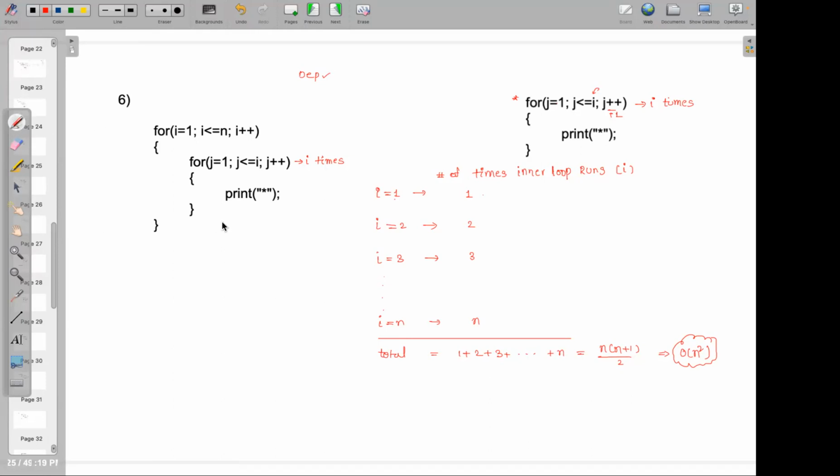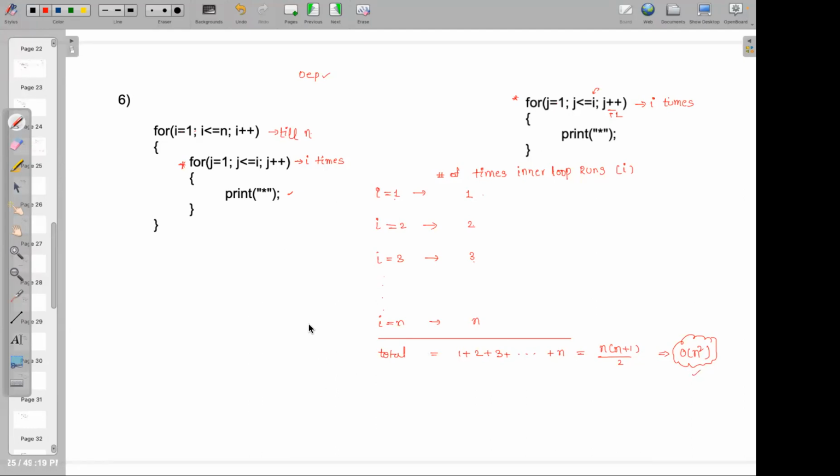Those who did not understand, I'll explain one more time, friends. Please see now. You know how many times just this for loop runs? I times. But I don't want just this for loop. Overall, how many times this loop is running, or this print is executing, I want that. So when I is equal to 1, 1 time. When I is equal to 2, 2 times. Like that, this is going to run till n. So I is equal to n. 1 time, 2 times, 3 times. Total 1 plus 2 plus up to n, which is n into n plus 1 by 2. So order of n square.